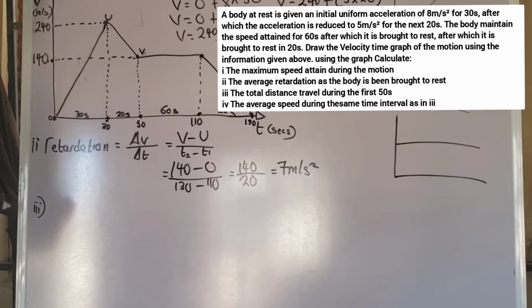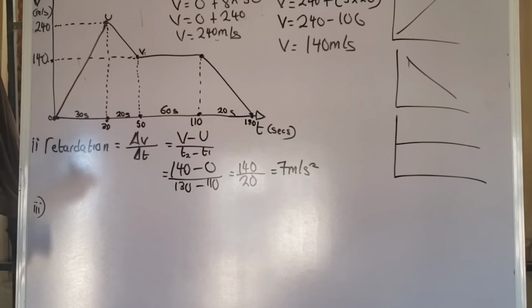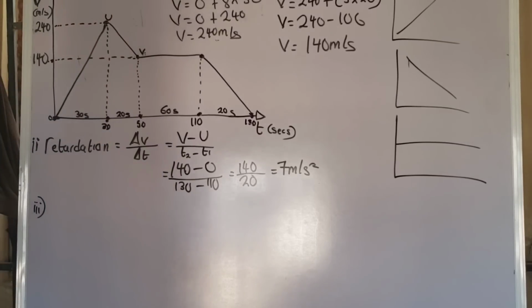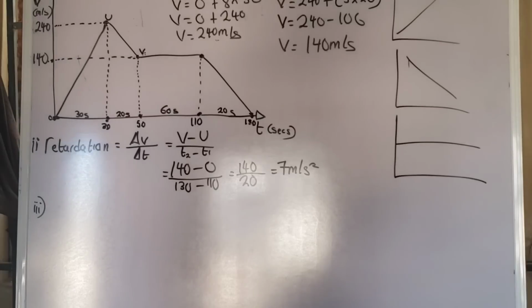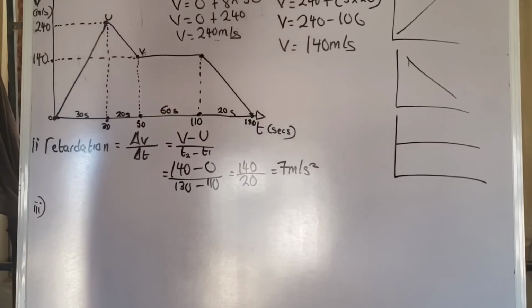The total distance traveled during the first 50 seconds. That is the distance from this point to this point. That is what we have to determine. Now, don't forget, in our previous class, I told you, when we are talking about distance on the velocity time graph, the distance represents the area of the shape. The area of the velocity time graph gives the distance.